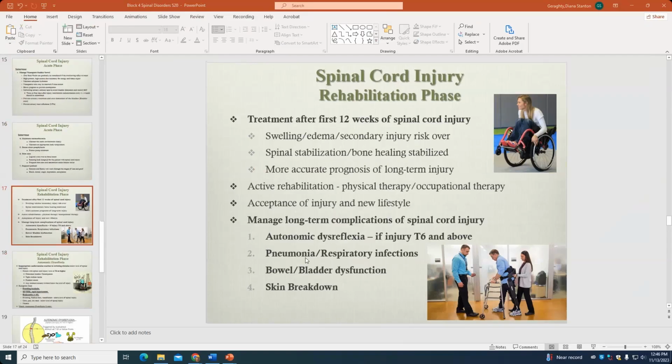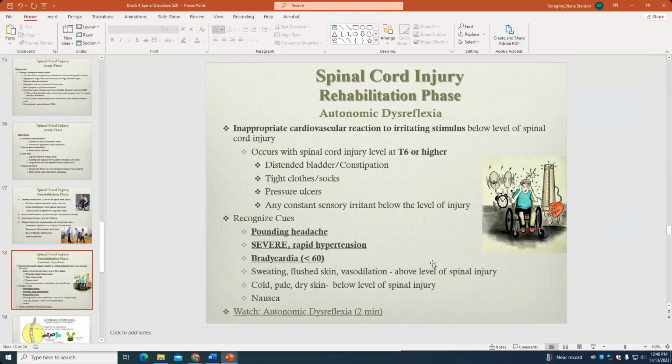So let's go over dysreflexia and then fill in the rest of your grid. And then I think you can do the rest of this. But this is an inappropriate reaction to an irritating stimulus. We kind of talked about it. This happens with a spinal cord injury, T6 or higher, because remember, that's where the sympathetic system comes out, right around T5. And so any injury higher is going to affect that sympathetic nerve conduction. And so basically it will only happen with T6 or higher.